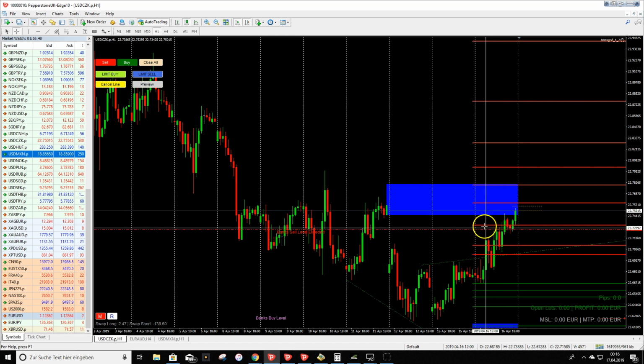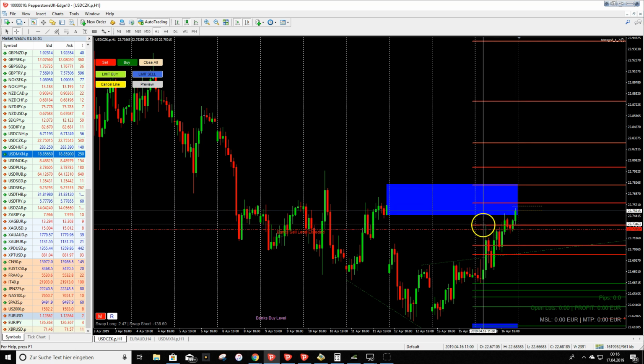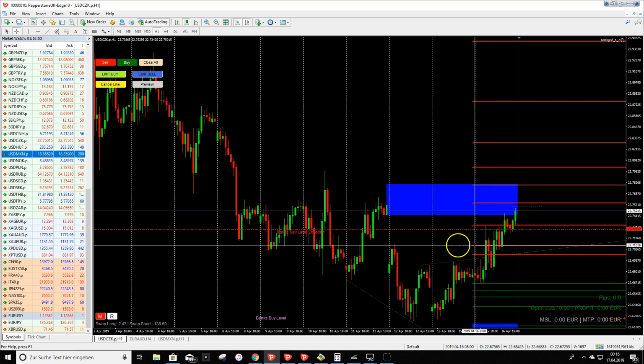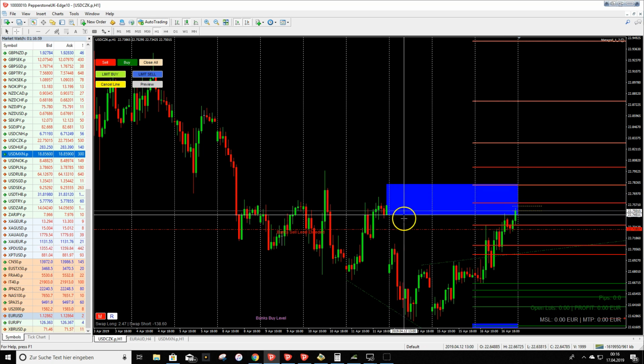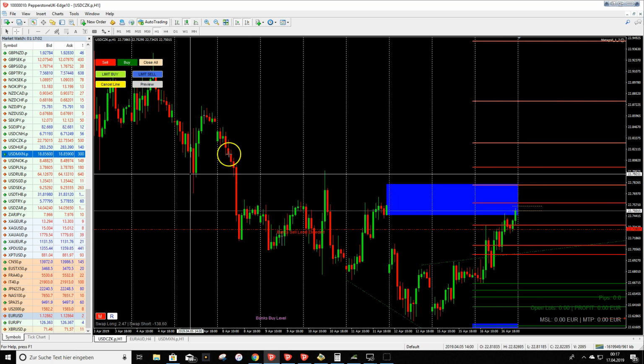Even if it reacted here early, maybe you saw this with the bank sell level and jumped in, but here on our sell zone I did not see any price action. So for me it's a 0 pips trade here.